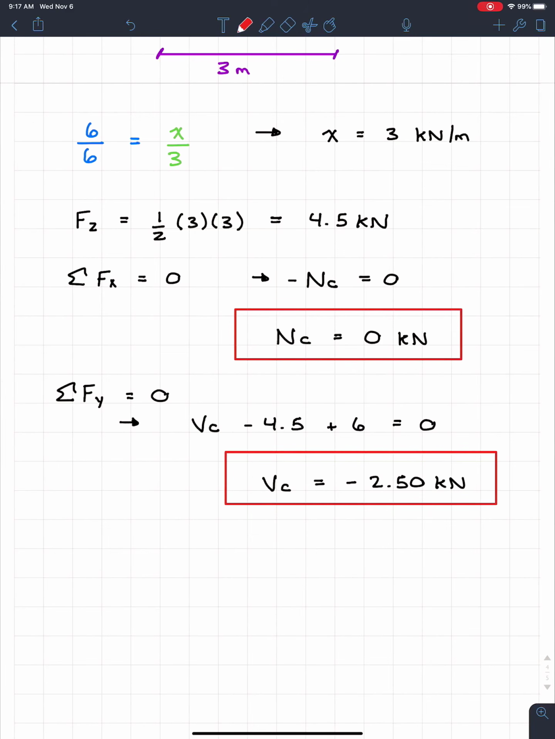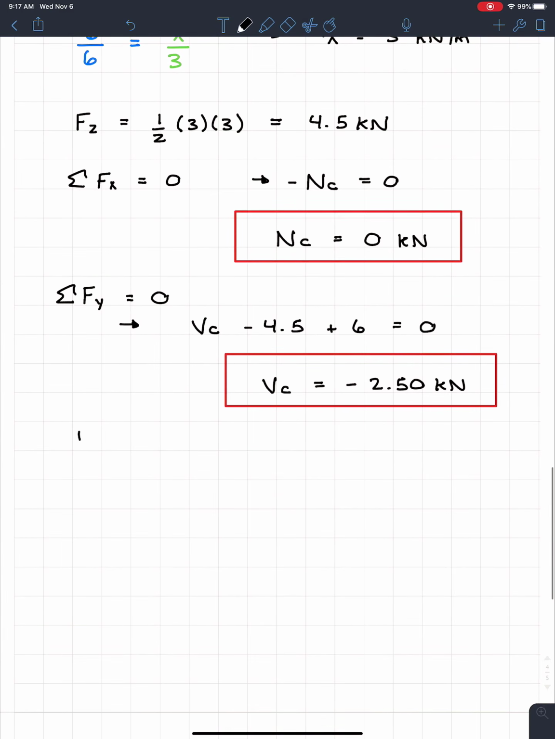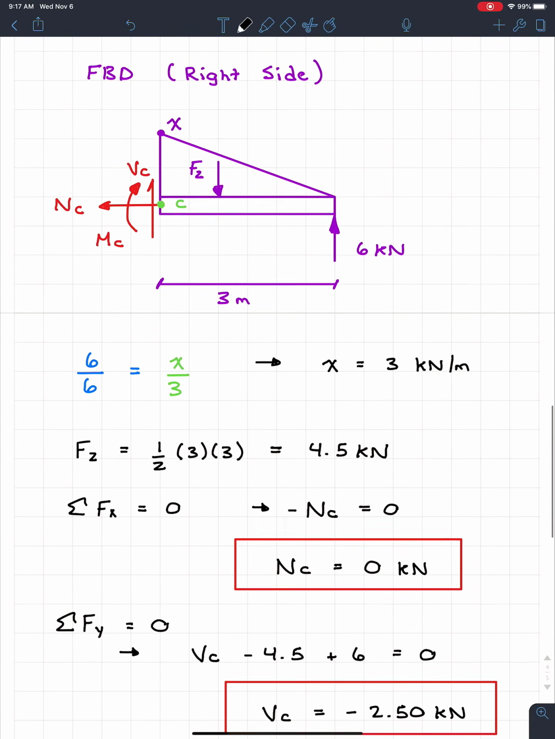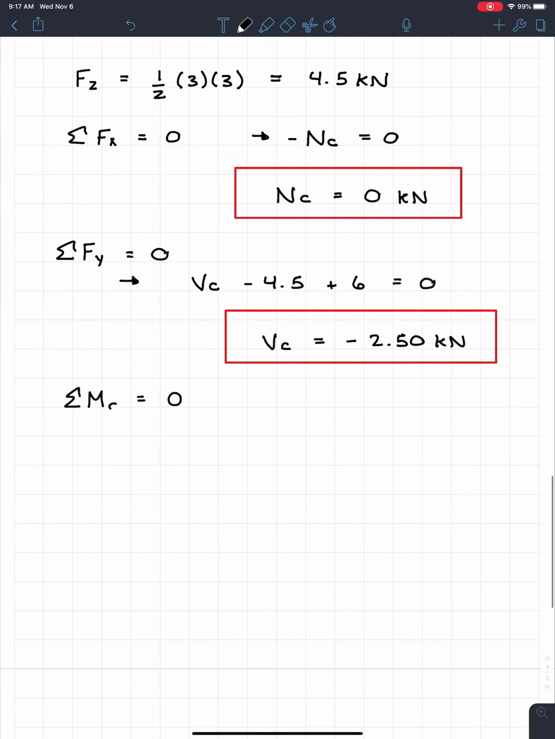So we can finish off with our sum of the moments equals 0. So for sum of the moments, remember, you can take the moment anywhere along the beam and you'll get the exact same answer. But what I recommend is always take the moment where you cut. Always take the moment where you cut. So in this case, I'm taking sum of the moments in C is equal to 0.